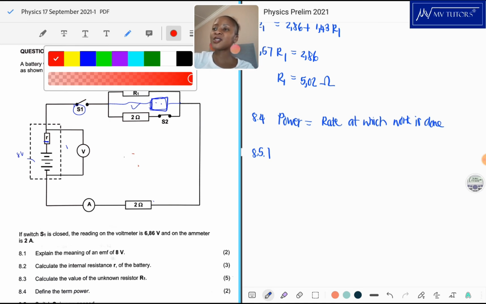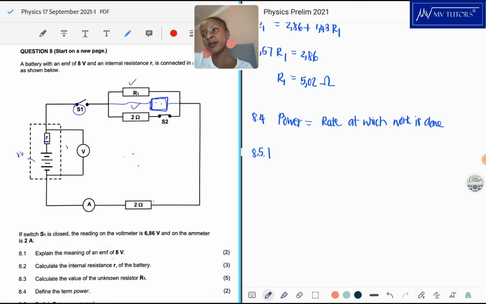Okay, so you have your current. Remember, current flows from the positive terminal to the negative. So you have a current going this side. S1 is closed, okay? And then the current, remember here it is open now. S2 is open. Now the current is going to go this side, okay? All of it.